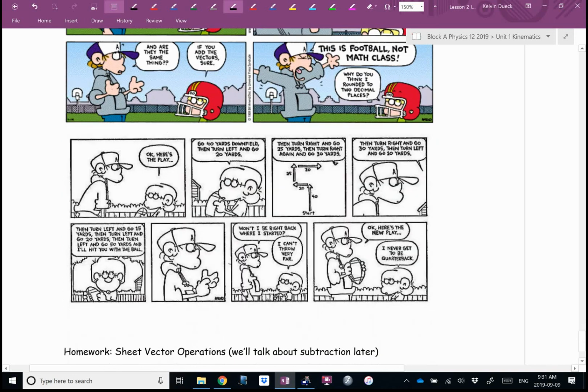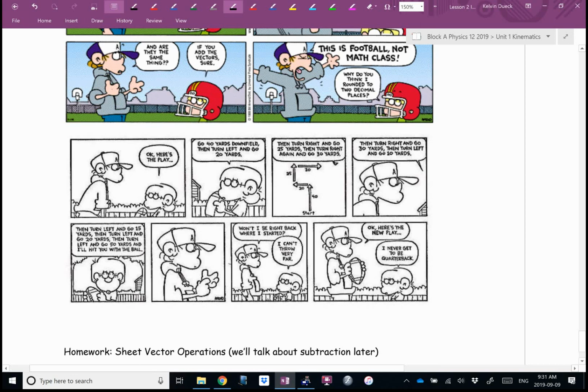Once again, they're playing football. It says this: okay, here's the play. Go 40 yards downfield, then turn left and go 20 yards, then turn right and go 25 yards, then turn right again and go 30 yards, then turn right and go 30 yards, then turn left and go 10 yards. Then turn left and go 15 yards, then turn left and go 20 yards, then turn left and go 50 yards, and I'll hit you with the ball. Peter thinks for a while. Won't I be right back where I started? Jason says I can't throw very far.